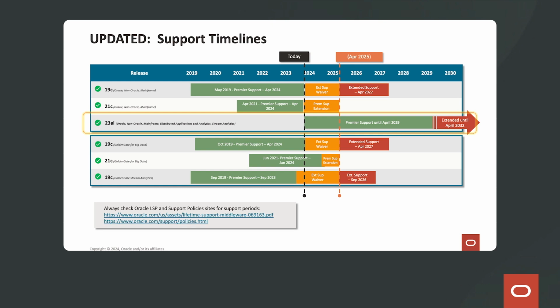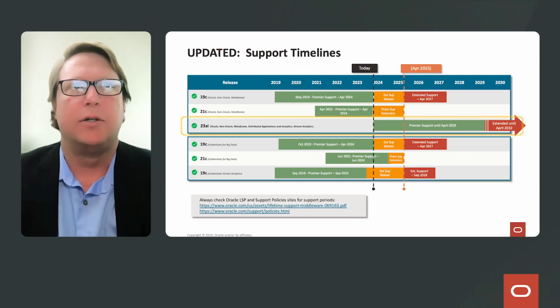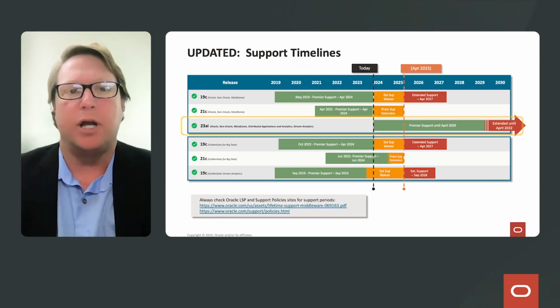You'll also notice a couple other things about this screen. With the items in yellow, we've provided a support waiver for extended support itself. Normally, you would have to pay an additional fee in order to get extended support. However, we want to give customers time to upgrade to OGG 23 AI, so we've waived that fee that is normally required for extended support. And that's been done until April of 2025. So you really have a good year or so to upgrade to OGG 23 AI.